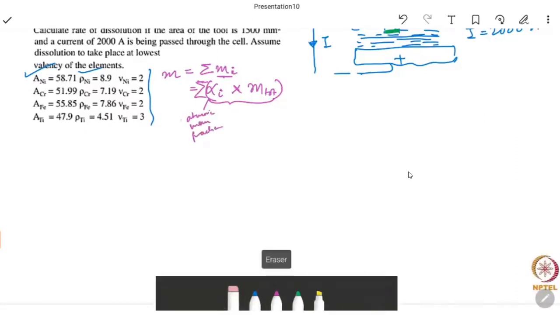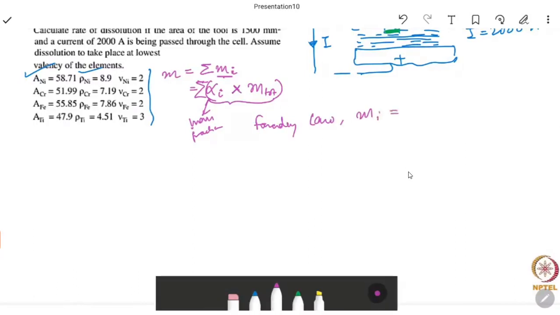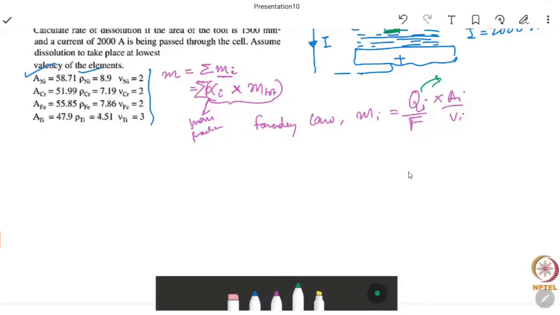Sorry, this is not atomic mass fraction. This is mass fraction, alpha i. So now from Faraday's law, you know, mi for the ith element is qi into ai by vi divided by the Faraday's constant F. So what is qi here? We have seen in the previous problem, qi is the charge flow that is contributed from the ith element. Ith means either from nickel or chromium or iron or Ti.